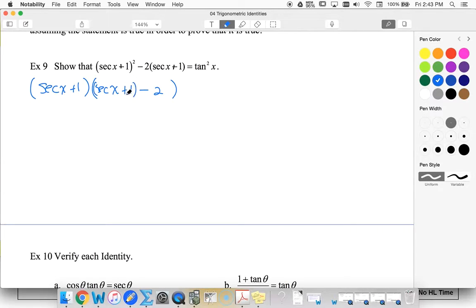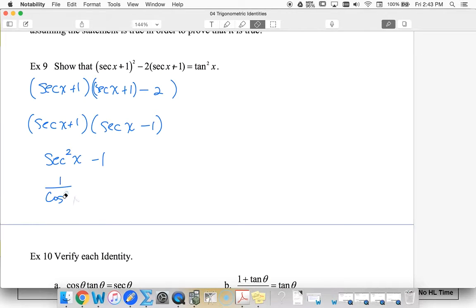All right, I can simplify this right expression. So secant x plus 1 minus 2 is secant x minus 1. I know this is a difference of squares. I'm going to end up with secant squared x minus 1. Of course, secant squared is 1 over cos squared. And actually, at this point, we know that this is equal to tan squared x.